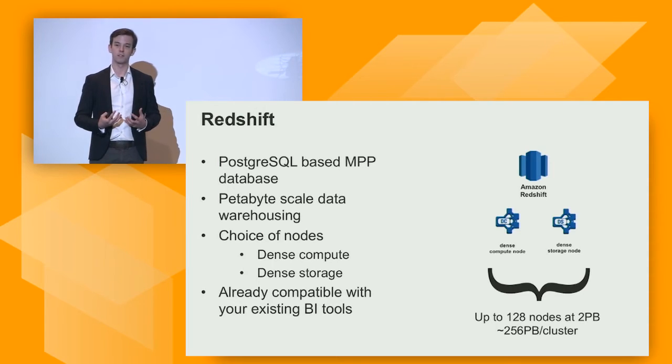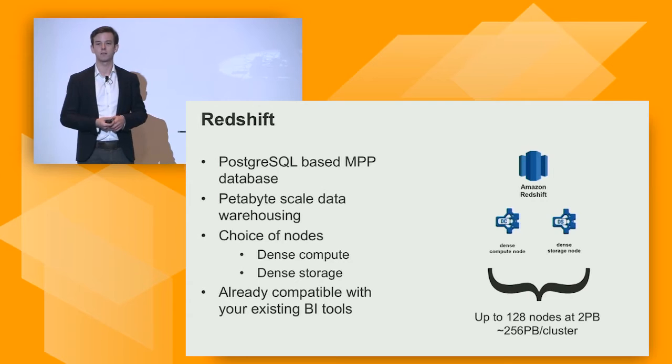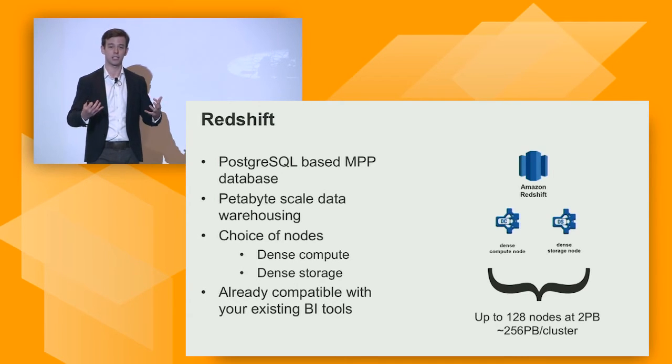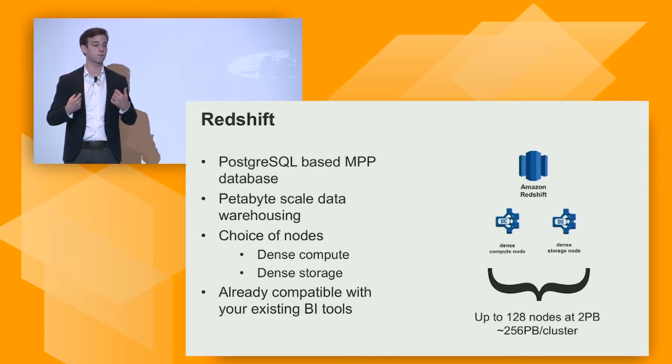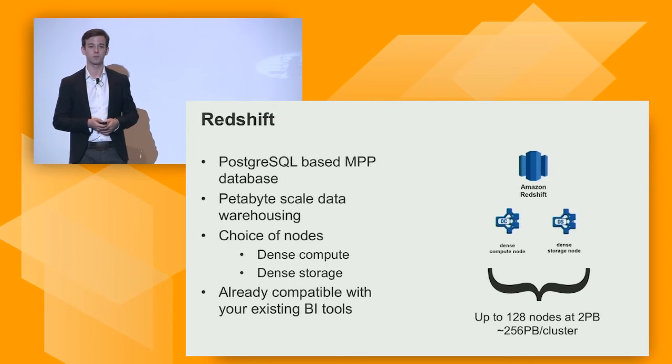We give you a choice of nodes depending on your workload type. Sometimes it's very dense compute, you need to process a lot. Sometimes it's very dense storage, when actually you have more things that need to live cold. And this can ingest from S3, whether that's stored in CSV or JSON or any other form.